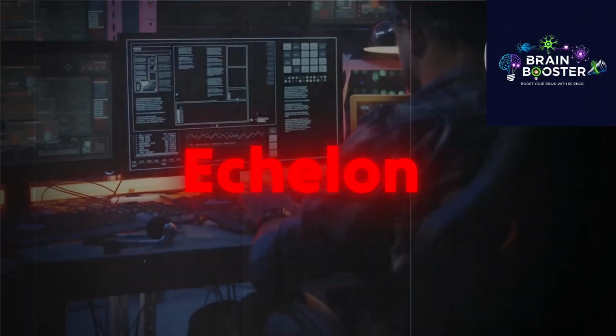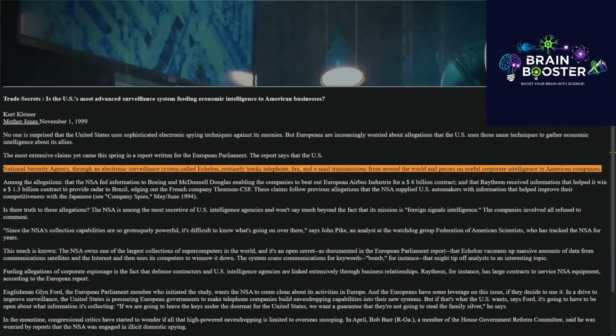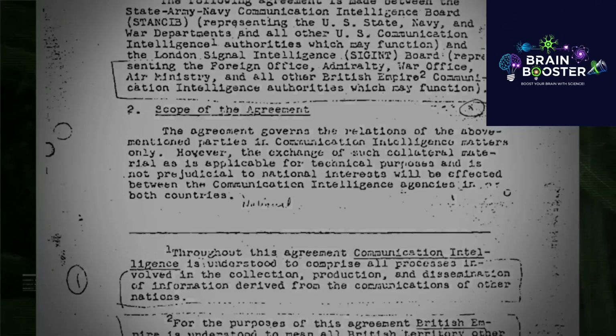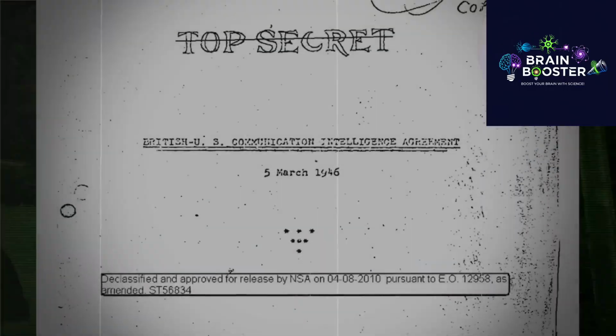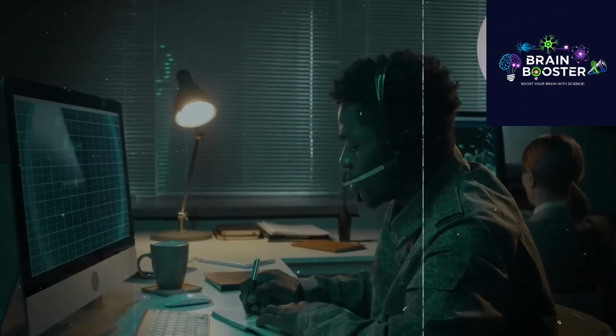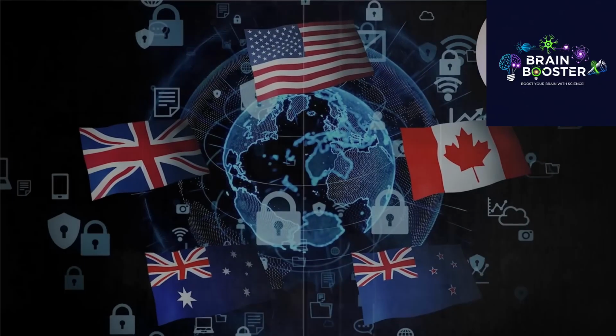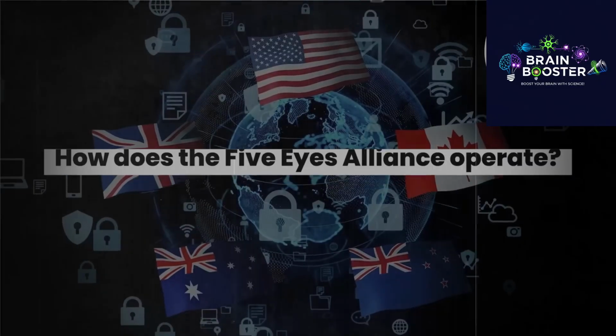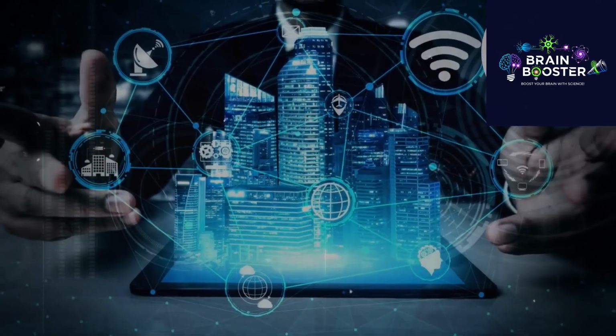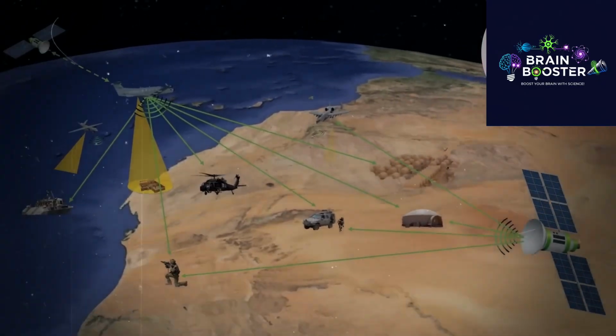In the past, a system called Ashlone was being used to spy on countries around the world. This system was monitoring almost every satellite communication, fax, email, and more. But America wasn't just using this system to spy on hostile nations. It was also using it to spy on its allies, the Five Eyes countries.